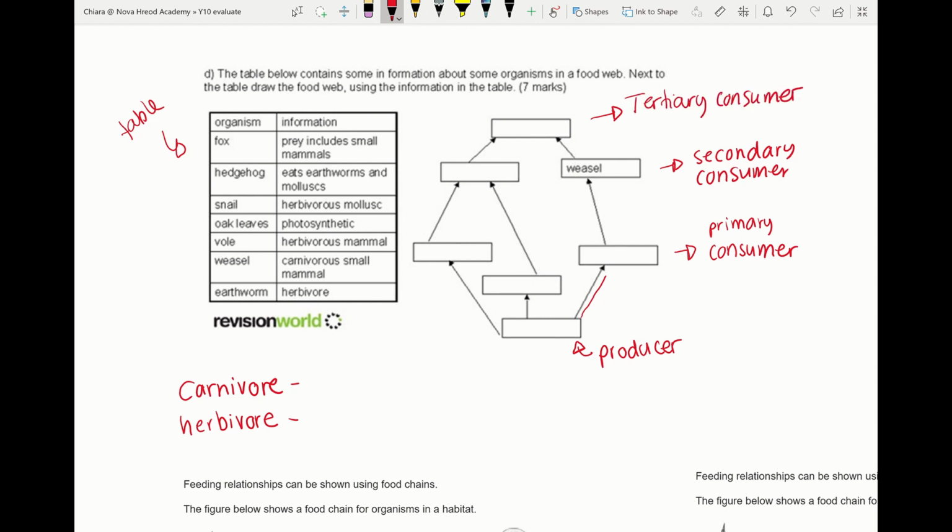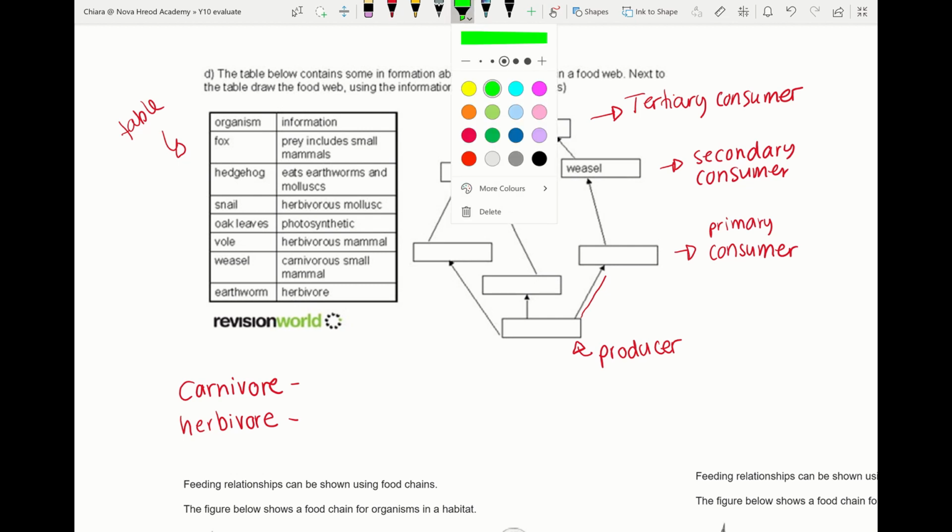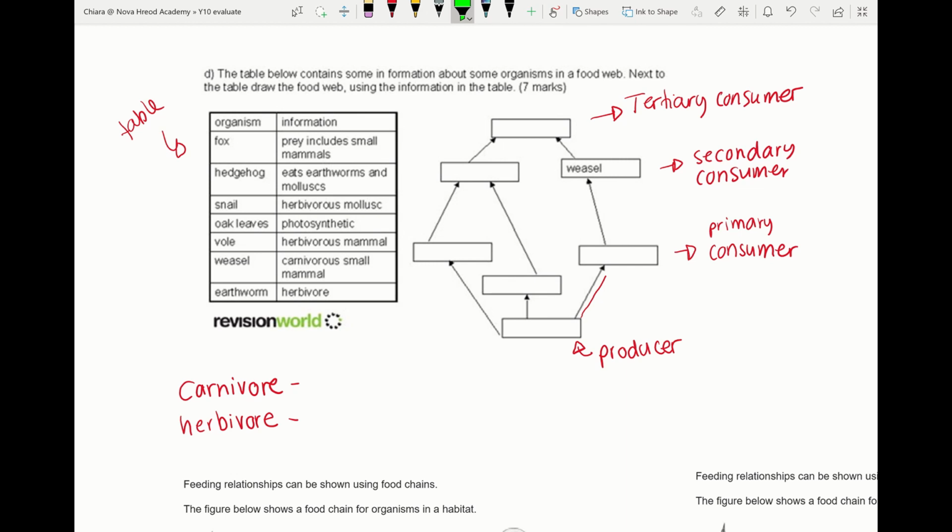Right, now that we've got this down, we are going to have a quick look at the table, because we are trying to fill in the food web using the organisms found in this table. The weasel is already in there and I want to find the producer. If I have a look at this table, I can see that oak leaves are photosynthetic, so that means it's the producer. I'm going to highlight it in yellow. And in green, I want to highlight all of the organisms on here that are herbivores. Remember, herbivore means that they are feeding on plants.